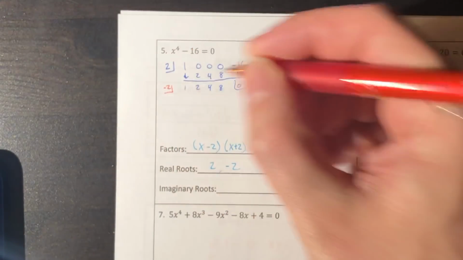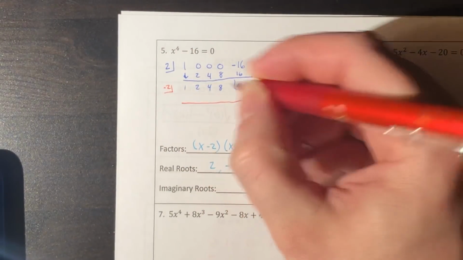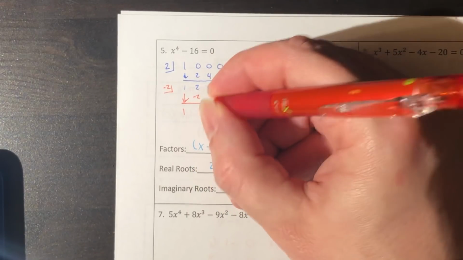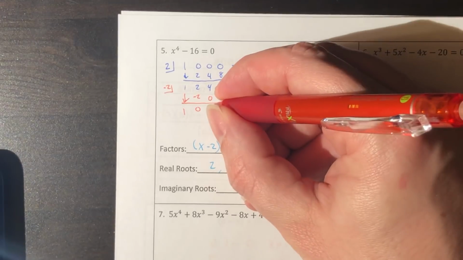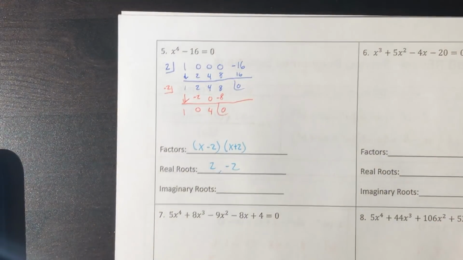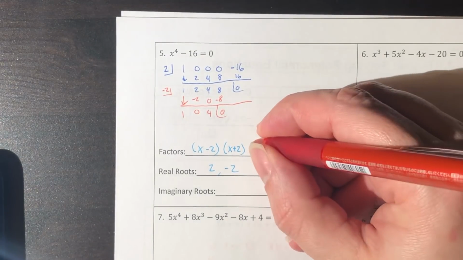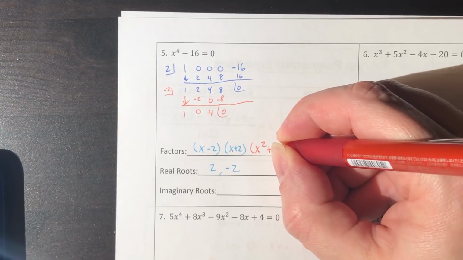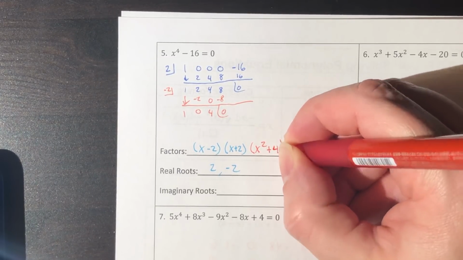I also have a root at -2. So I do it again using that value. The 1 comes down, 1 times -2 is -2, so that's 0, so that's 4, so that's -8, so that's 0, meaning I'm left with x squared plus 0x, so I don't have to write that, plus 4.